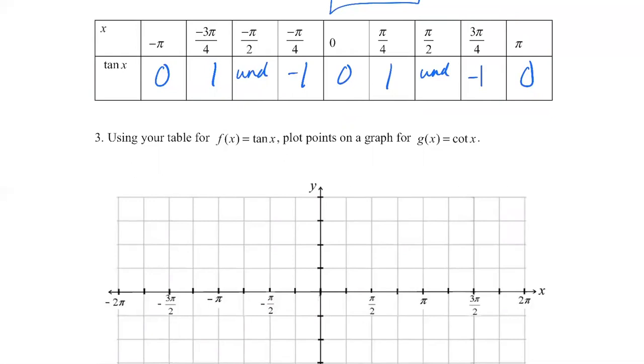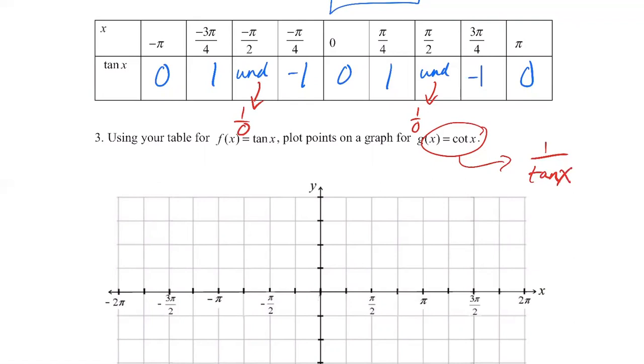But we're not going to graph this. Remember, what are we going to graph? Using your table for tangent of x, plot points on a graph for cotangent of x. Okay, so cotangent of x, this would be 1 over the tangent values. But this presents an interesting conundrum. And it may be useful at this point to note that where tangent was undefined, it's because it had the value 1 over 0. Okay, we'll come back to those.